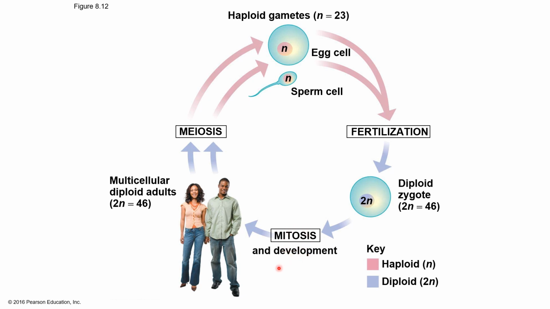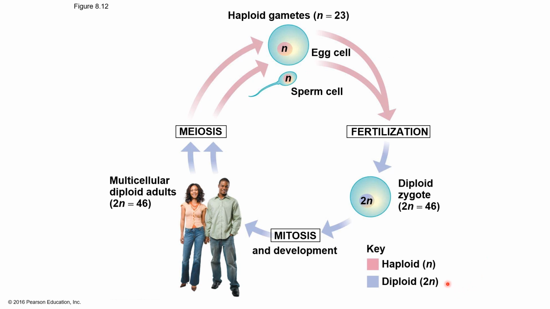So as you can see, we can go through both mitosis and meiosis. With mitosis, your cells are going to look exactly the same. Nothing is going to be different about them. With meiosis, the cells are going to be different because you're only carrying half the number of chromosomes in the eggs and the sperm.